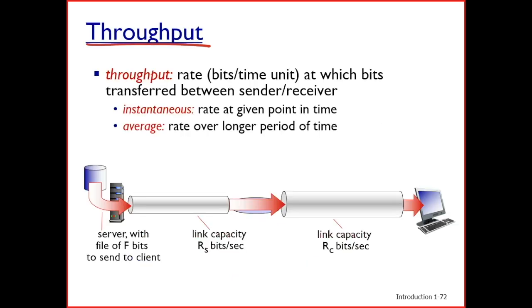All right, that's all. And how about throughput? Here we consider throughput, and we may have different link capacities. And we use a pipe.